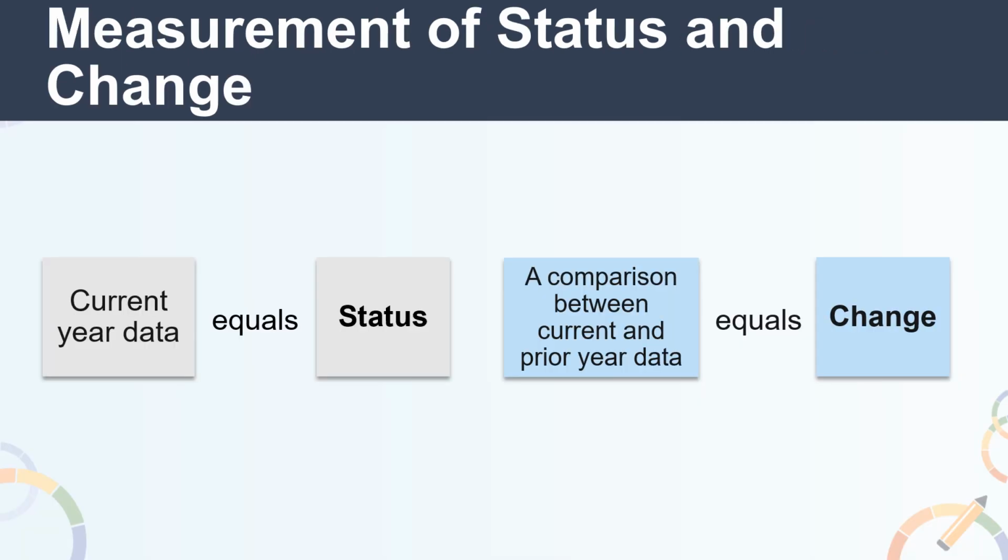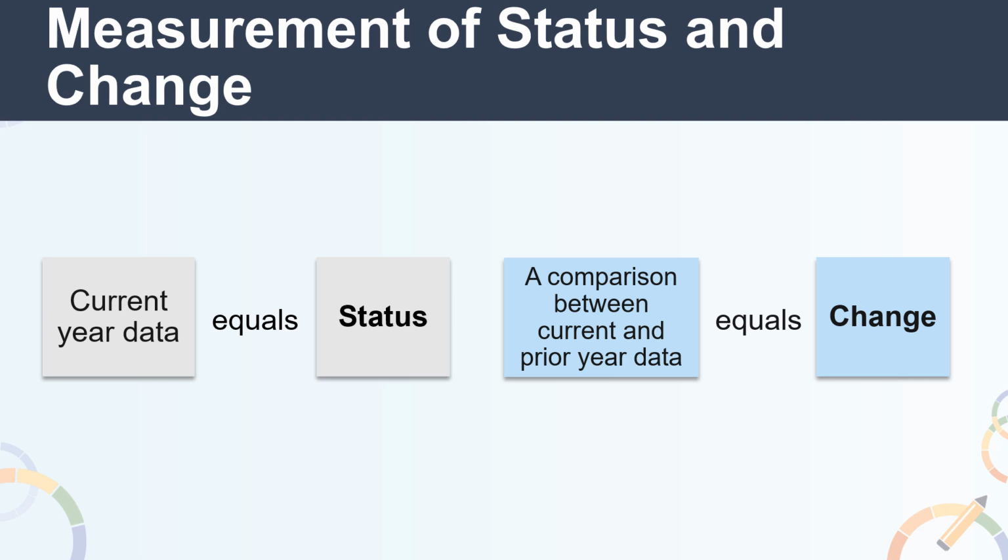Next, we will provide a general overview of how we measure status and change. The measure of performance for LEA schools and student groups on the dashboard is done by looking at 2 years of data. Current year data equals status. A comparison between the current and prior year's data equals change.